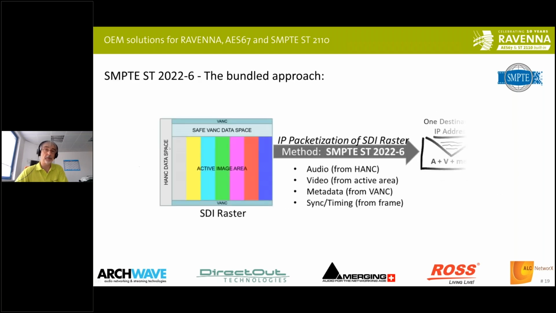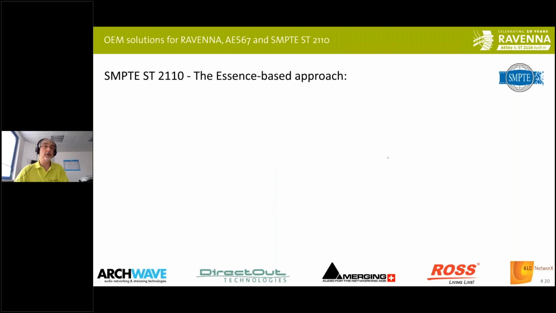So the bundled approach, again, we have all the ingredients of an SDI signal, the active image area, the audio, which is contained in the horizontal ancillary data space and some additional metadata like timing, subtitles, etc. They are all encapsulated in one multiplexed IP stream. The standard is the 2022-6, which is very useful for distributing already produced signals across facilities.